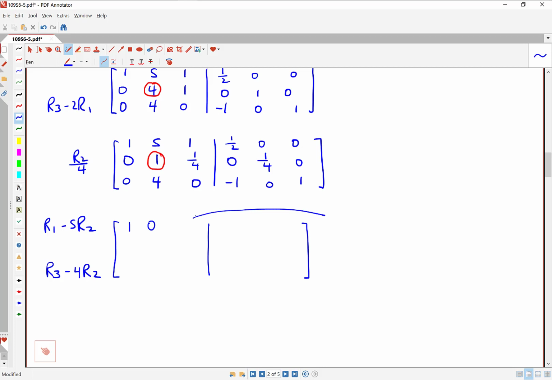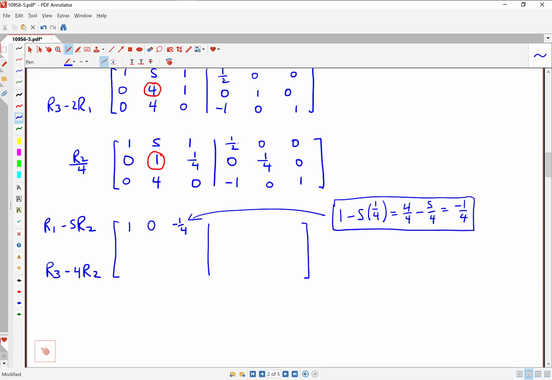If you have some fractions, you can feel free to do a side calculation here. So we're going to go 1 minus 5 times a quarter. If we put everything over 4, that's like 4 quarters minus 5 quarters gives us minus 1 quarter. So minus 1 quarter is our number there.